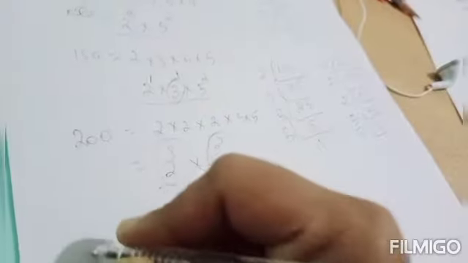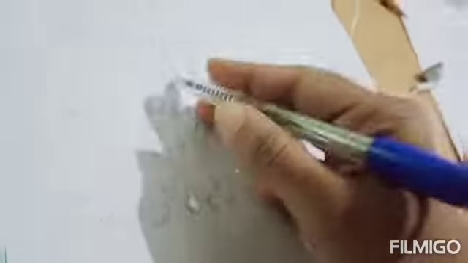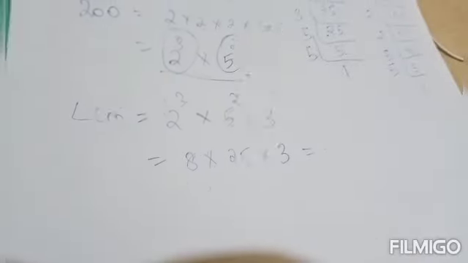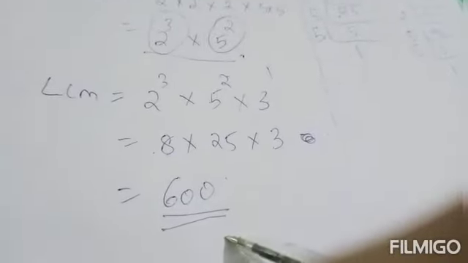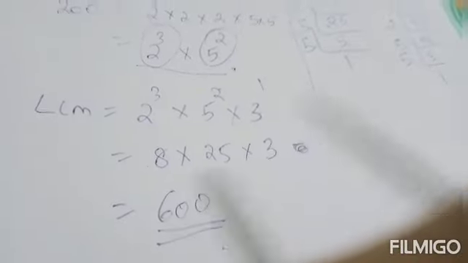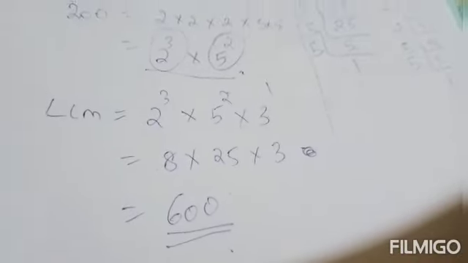Okay. So required LCM will be 2 raised to 3 into 5 raised to 2 into 3 raised to 1. So 2 cube it is 8, into 5 square it is 25, into 3 raised to 1 it is 3. Now find the product of 8 into 25 into 3. You will get 600. So this is the LCM of 100, 150 and 200.